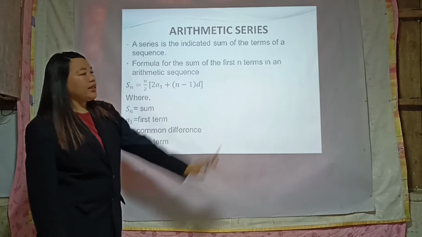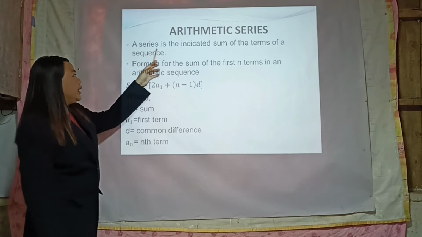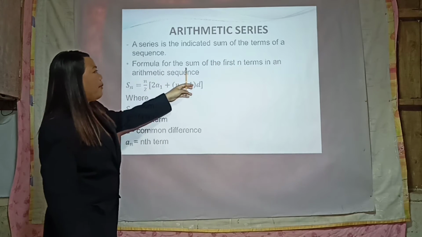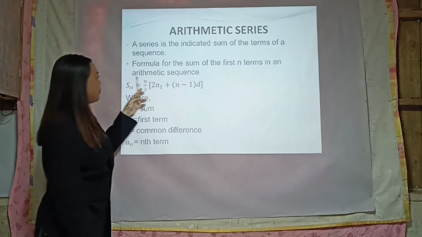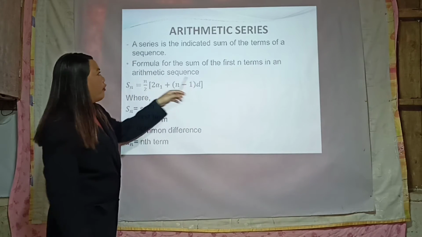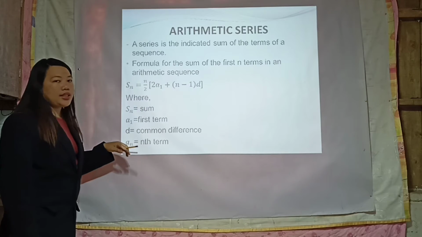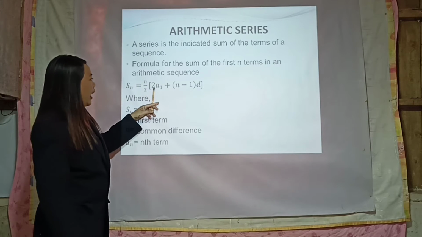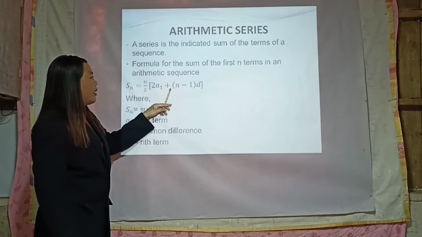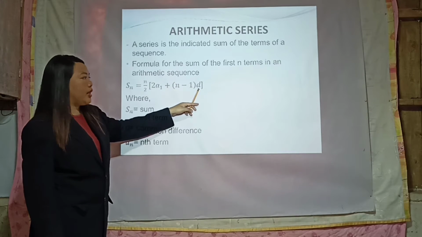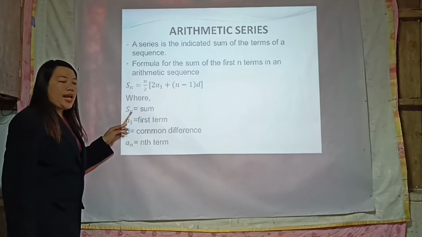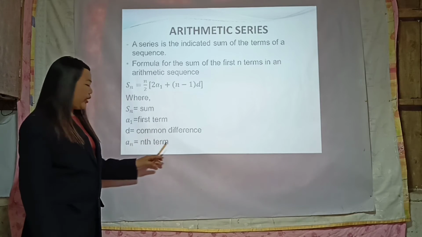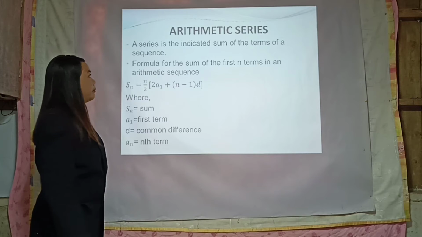So now let's move to arithmetic series. A series is the indicated sum of the terms of a sequence. The formula for the sum of the first n terms of an arithmetic sequence would be the formula for finding the arithmetic series. S sub n is equal to n over 2 times the quantity of 2 times a sub 1 plus n minus 1 times the common difference, where S sub n is the sum, a sub 1 is the first term, d is the common difference, and a sub n is the nth term.